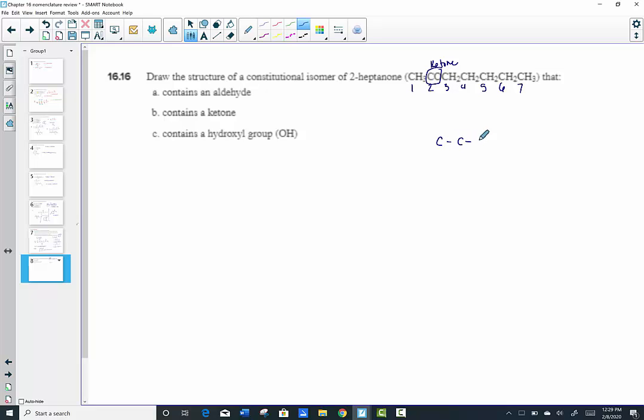Well, how about a 7-membered chain? 1, 2, 3, 4, 5, 6, 7. But now all of a sudden we make this guy the aldehyde. This would become heptanal. How about if it contains a ketone? Well, that's just as easy as moving where the ketone is. And so instead of at carbon 2, we could move it to carbon 3. We could even move it to carbon 4 and still have a constitutional isomer. So this would be 2-heptanone.